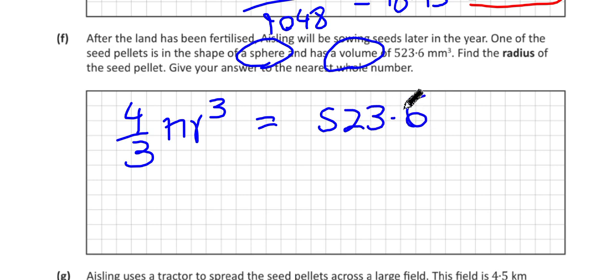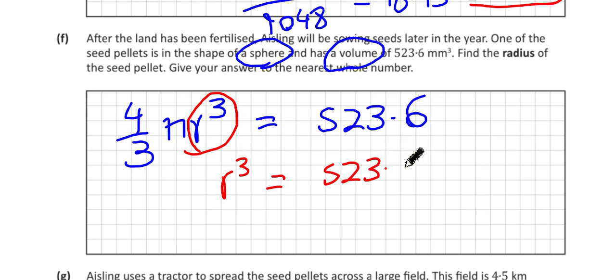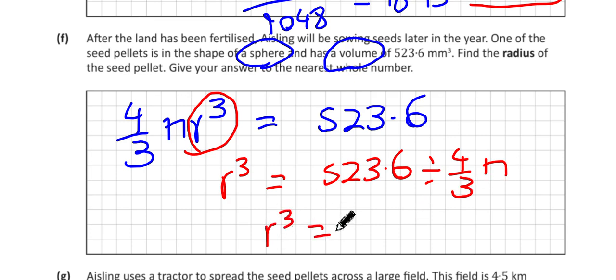Okay. You ready for this? Your goal of the question is to get r cubed on its own. How'd you do that? If it's multiply on the left, it's divide on the right. So just divide by 4 over 3 pi. So can somebody give me an answer for that in a minute? 523.6 divided by 4 over 3 pi.